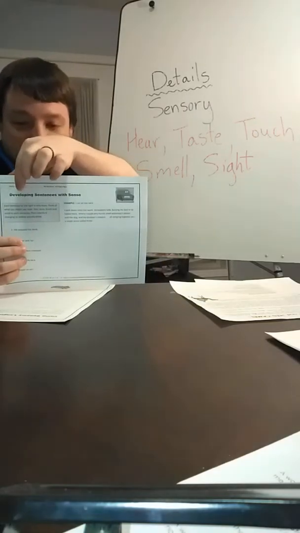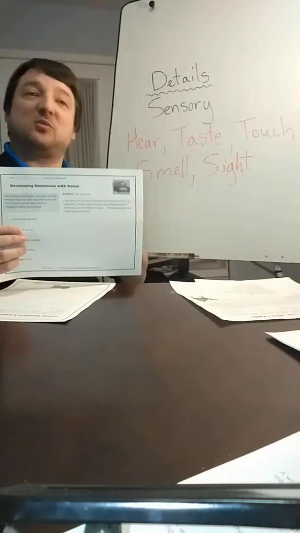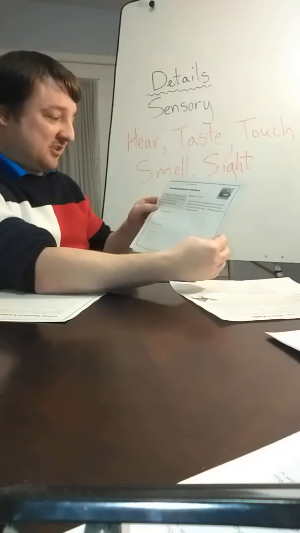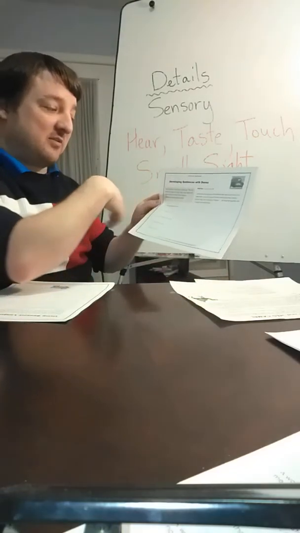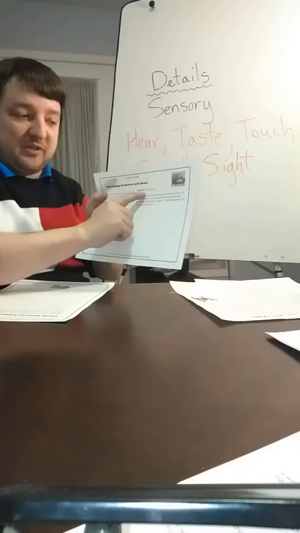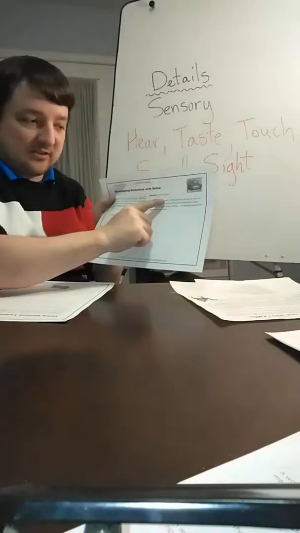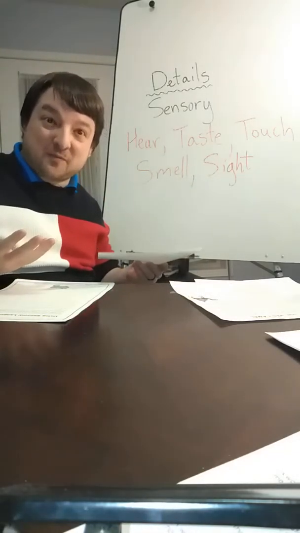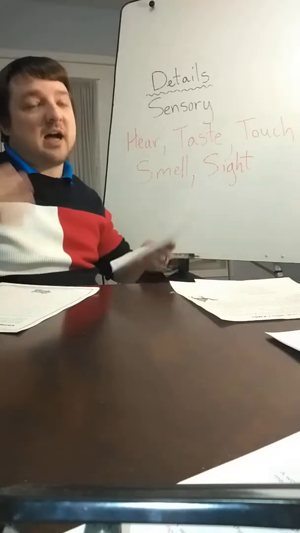All right, so it's going to be developing, making sentences with sense. That means we're going to add some sensory details. Each sentence here is very basic. It doesn't have a lot of details, and we can add more to them. It has an example here: I sat on the sofa. That's not a lot of information. It doesn't tell me a lot. I don't feel anything, right? So, how do we add more to that?